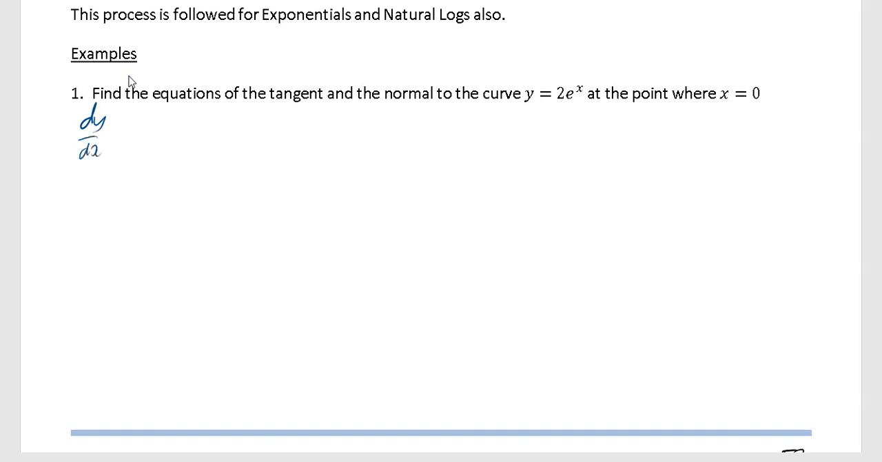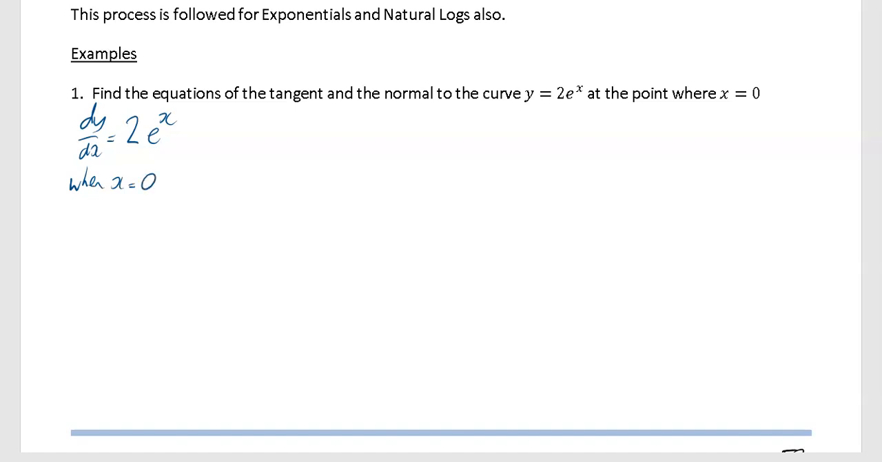So you differentiate to get your dy by dx. You differentiate e to the x, you'll get e to the x, and there's a 2 in front of it, so it's just 2e to the x. It's a bit strange because your dy by dx is exactly the same as your equation for your y. Okay, it asks for when x is equal to 0.